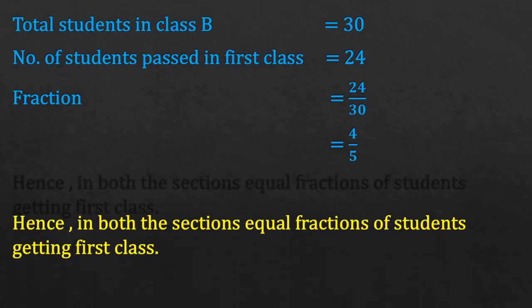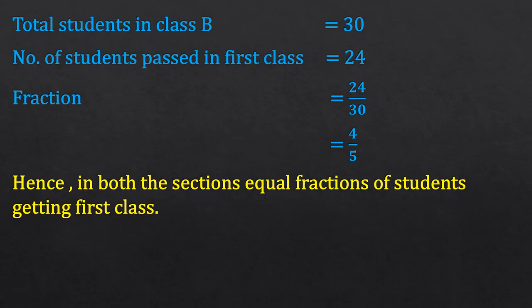So in class A we get the fraction 4 upon 5. In class B also we get the fraction 4 upon 5. So hence in both the sections, an equal fraction of students got first class.